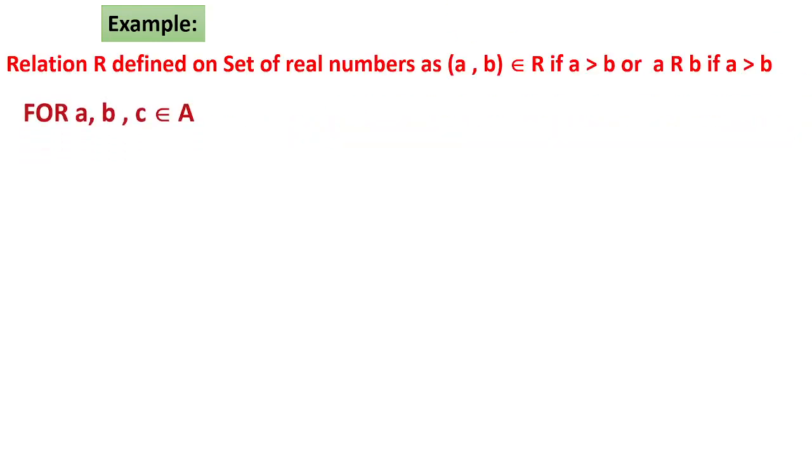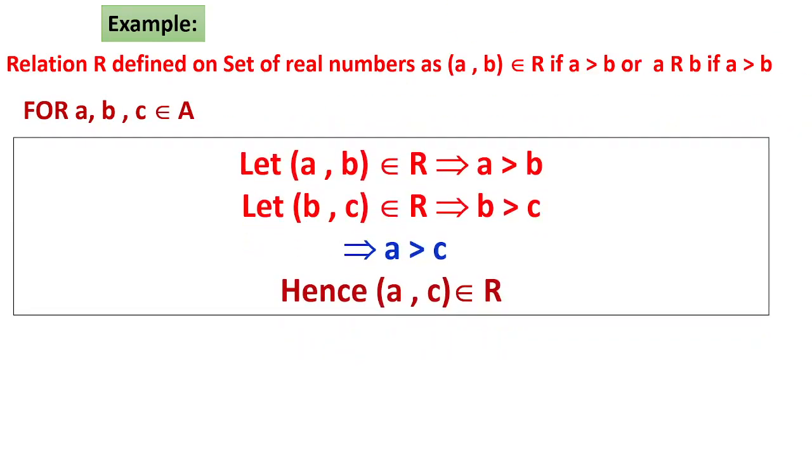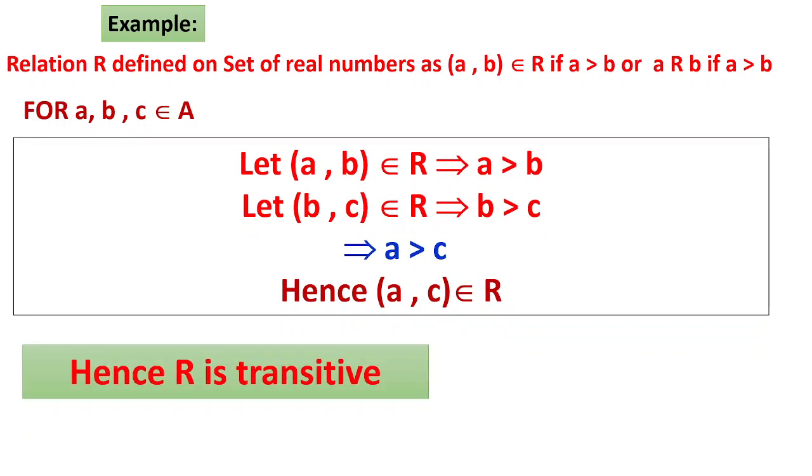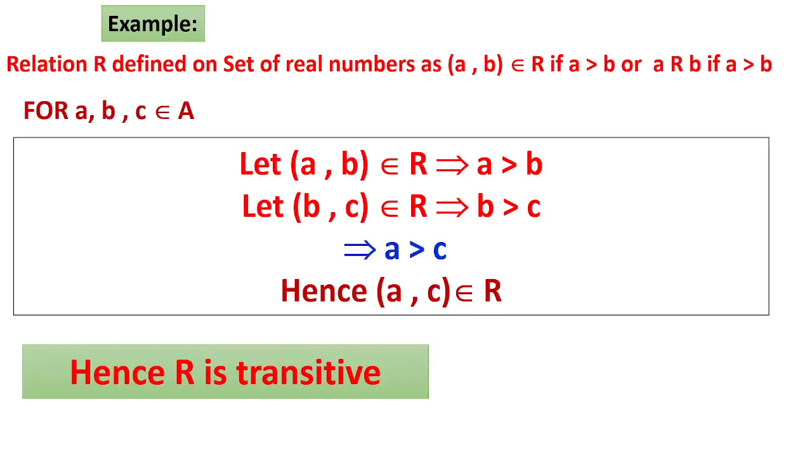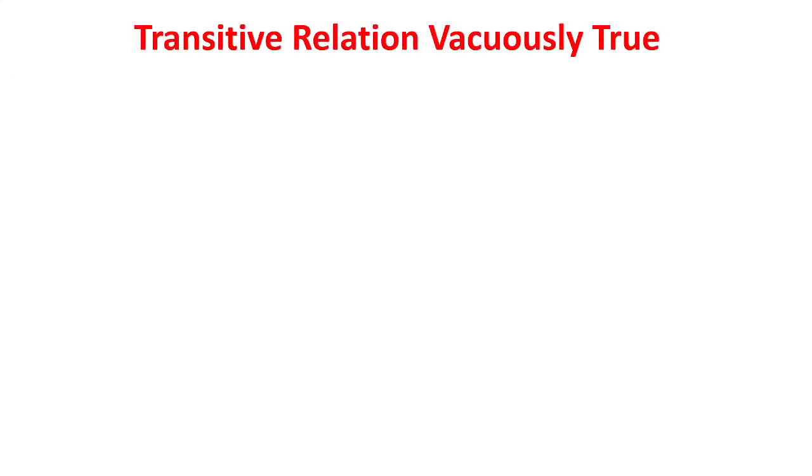Okay, well, now let us go for examples. For R defined on the set of real numbers, we are taking A, B, C. A comma B belongs to R because A is greater than B. B comma C belongs to R because B is greater than C. Therefore, which is greater now? A is greater, A is greater than C, therefore R is transitive. You know the idea now? First is greater than the second, the second is greater than the third, therefore the first is greater than the third.